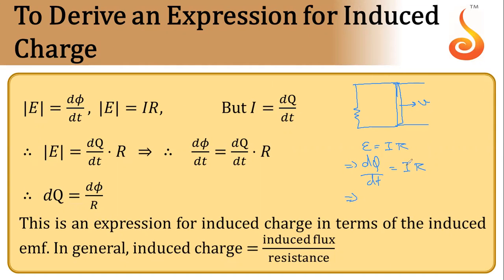Now I is also dq by dt. So we will get this relation: d phi by dt is equal to dq by dt into R. If you remove dt from both sides, you'll get dq is equal to d phi by R. So this is the expression for induced charge in terms of induced EMF. dq is induced charge, d phi is induced flux. So in general, we can say induced charge is equal to induced flux divided by resistance. Okay.